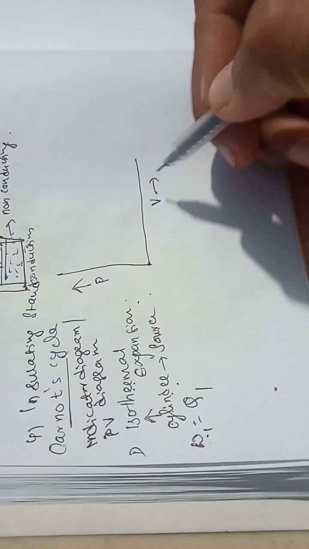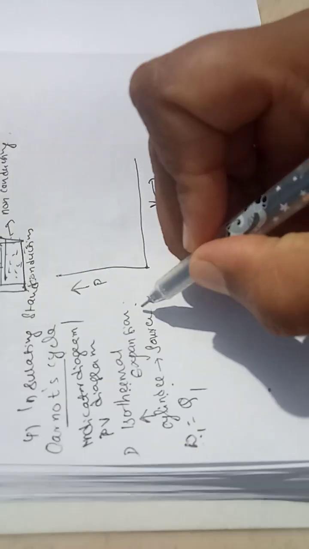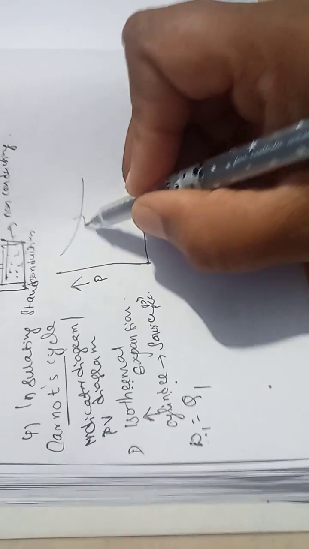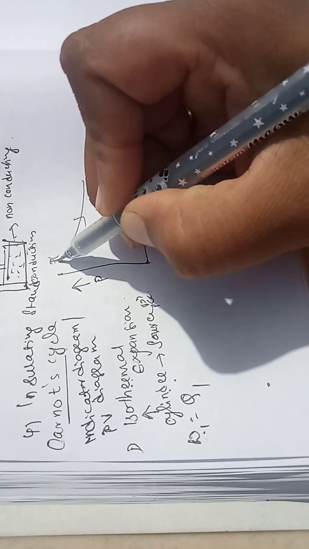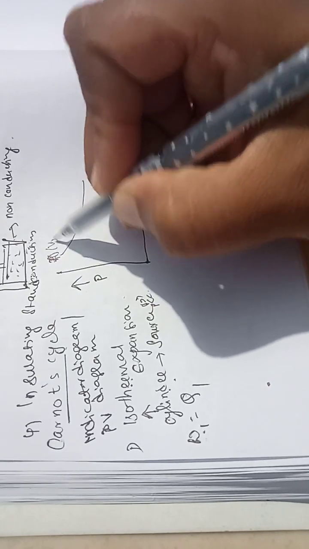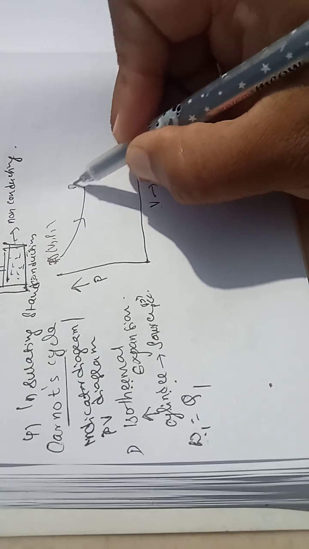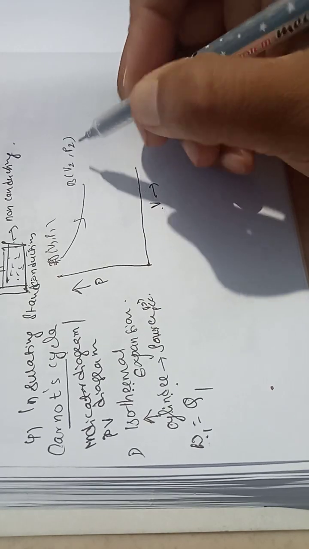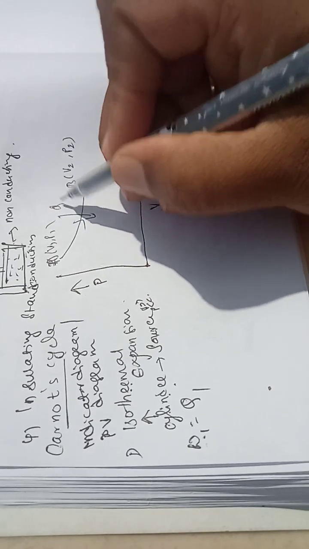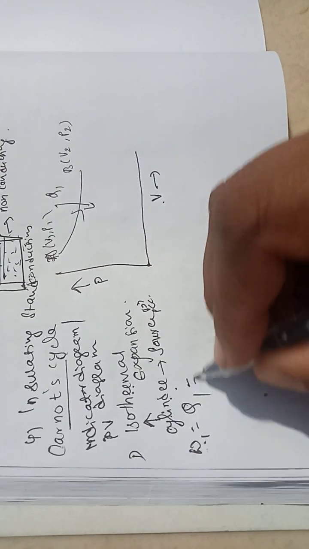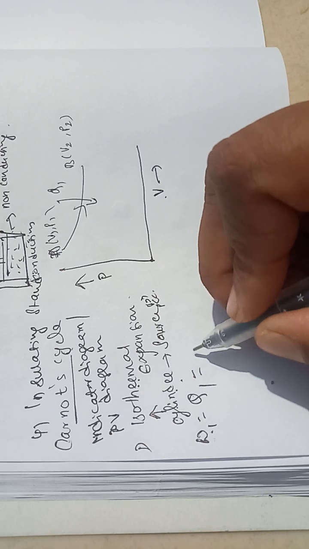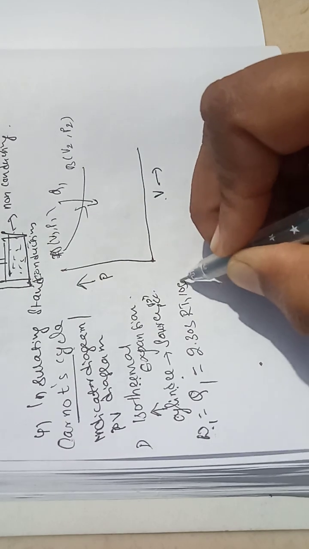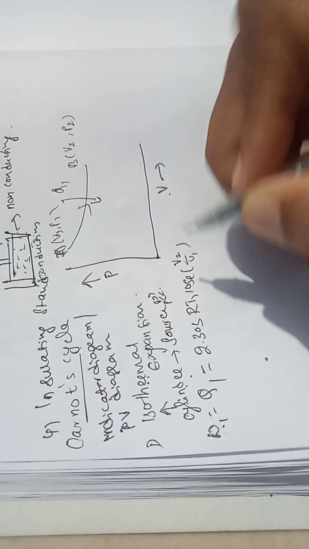Due to that, the volume increases and pressure falls, from point A, V1 P1, to volume increased to V2 and pressure fallen to P2. Here Q1 heat is absorbed and work done will be equal to 2.303 RT1 log V2 by V1.